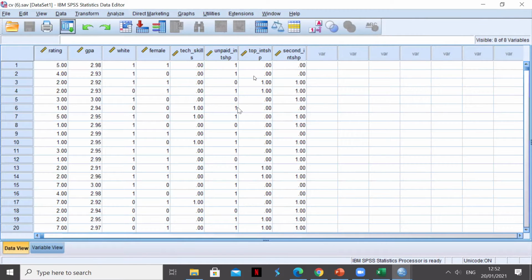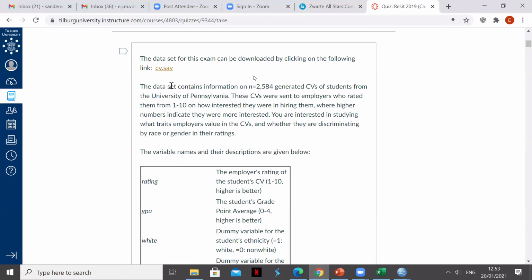There are a few things in here, and let's read the description. So the data set contains information on N is 2584 generated CVs of students from the University of Pennsylvania. These CVs were sent to employers who rated them from 1 to 10 on how interested they were in hiring them, where higher numbers indicate they were more interested. You are interested in studying what traits employers value in CVs and whether they are discriminating by race or gender in their ratings.